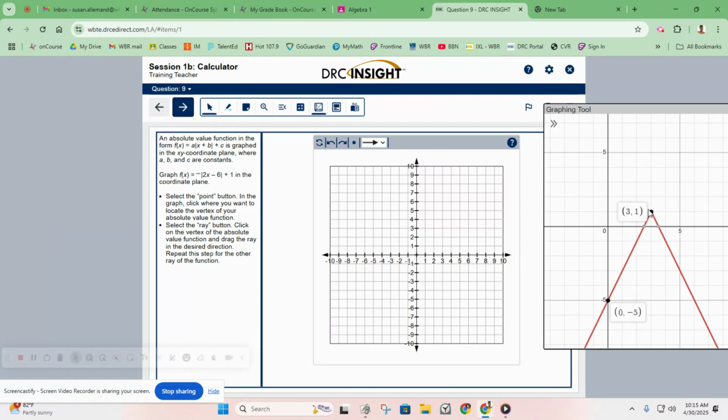Once we have this in Desmos, it says to graph this on this grid over here on the practice test, select the point button. That's this one here, the dot. I'm going to click on it. Then it says on the graph, click where you want the vertex to be. The vertex should be at 3, 1. So I'm going to go over to 3, up 1, and put the dot right there. That's the only dot I'm putting.